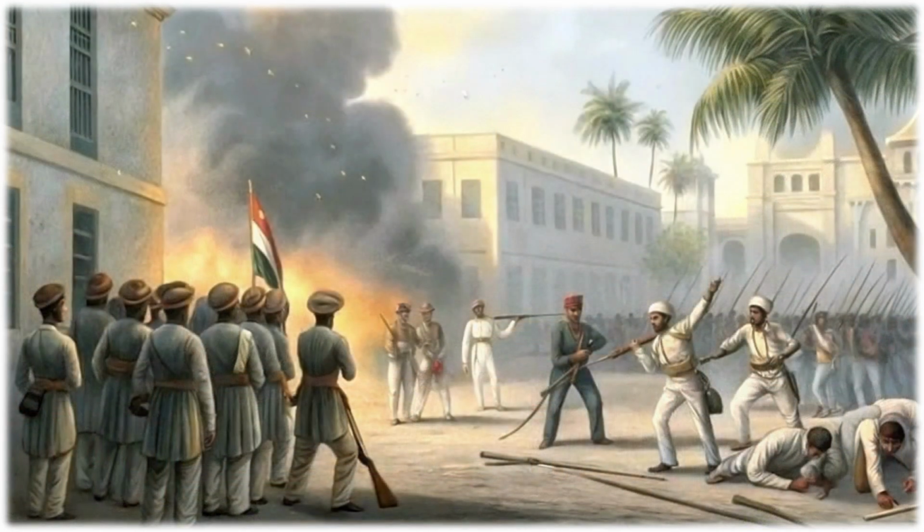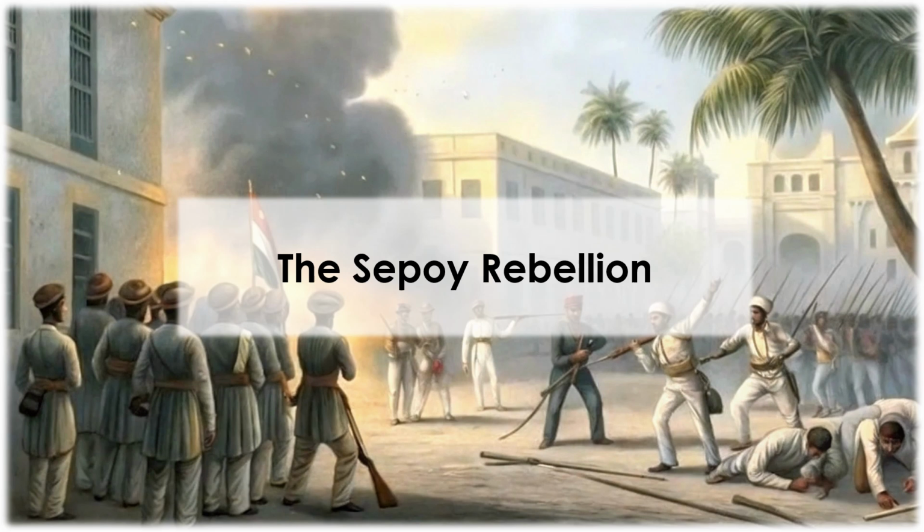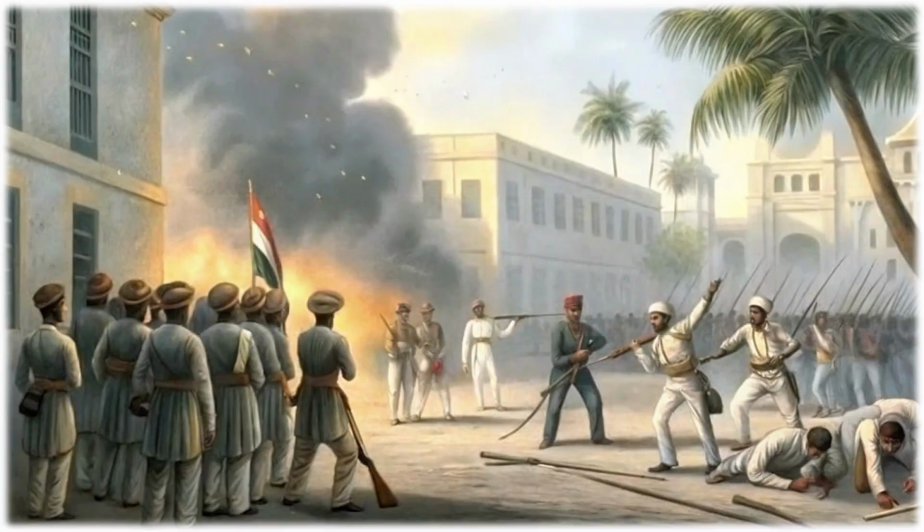In 1857, a major uprising against the East India Company's rule broke out in India, known as the Sepoy Rebellion or Indian Mutiny. The trigger was rumors about rifle cartridges, supposedly greased with animal fat, offending the religious sentiments of Hindus and Muslims. Although the rebellion was crushed, it led to the dissolution of the East India Company. The British government took direct control over India.